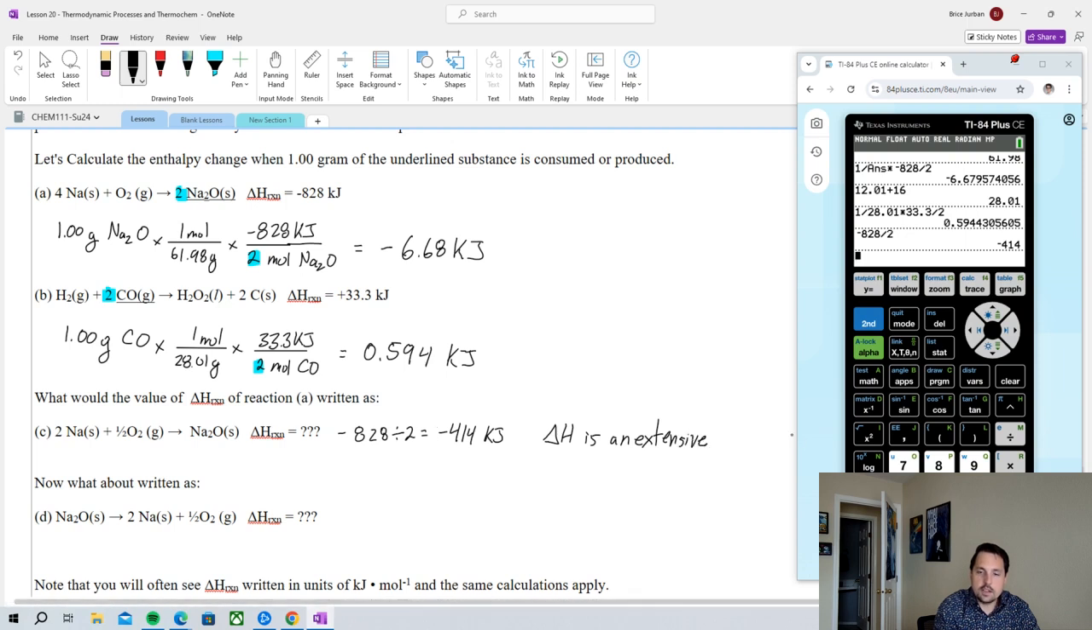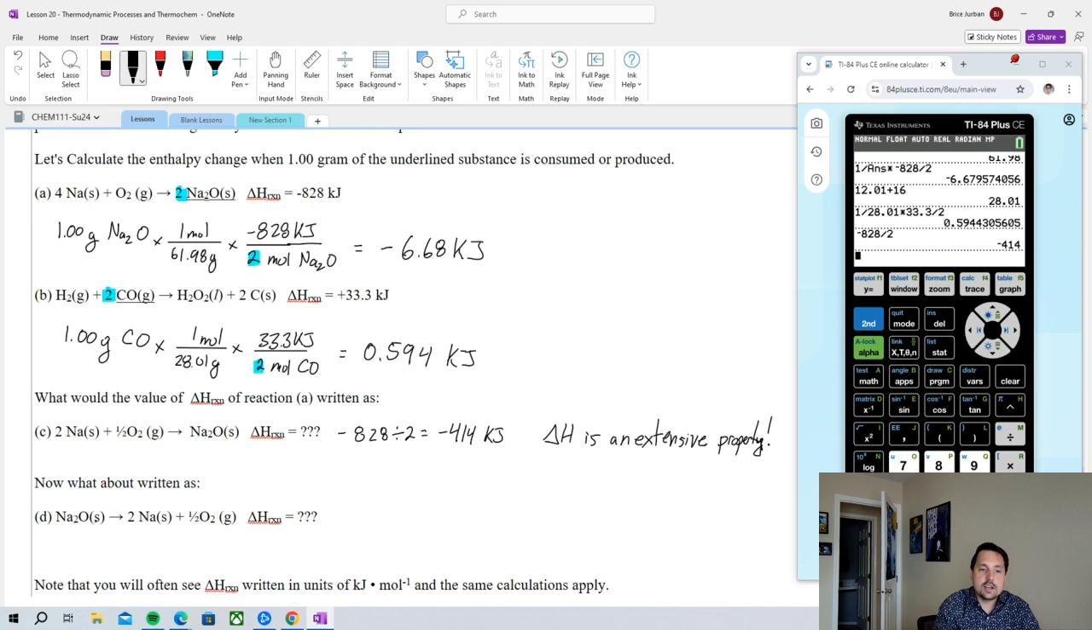So it's not intensive like density, it's extensive. Depends on how much you have. Okay, how about this reaction where I take the reaction from C and I flip the reaction. So now the sodium oxide, instead of being produced, is being consumed. So we have the decomposition reaction.